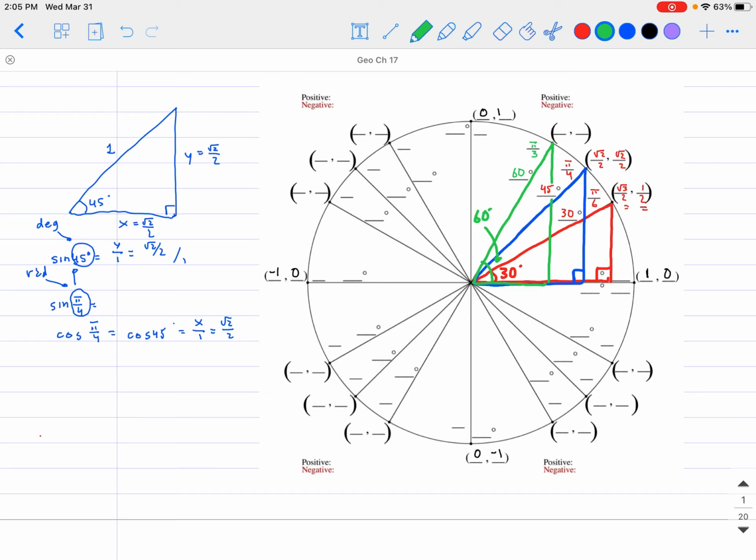Now, the 30, 60, 90 triangle, the red triangle and the green one that I'm about to create, those are just kind of flipped. So what I'm trying to say is we actually solved for it already.